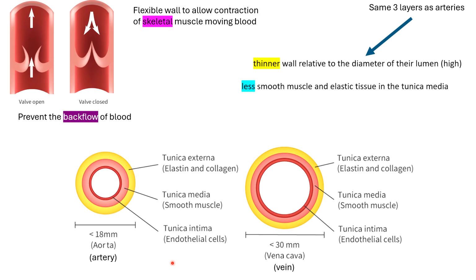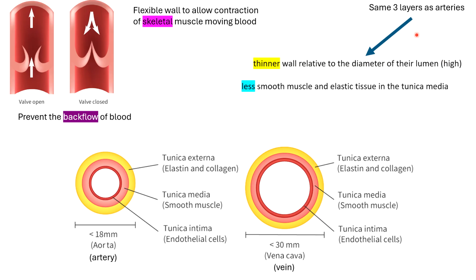These veins have a flexible wall to allow contraction of skeletal muscle this time, so muscle attached to bones, moving the blood. They also have valves, okay, and these prevent the backflow of blood. You might have seen in heart diagrams, blood vessel diagrams, these little wings or whatever they're called. These are the valves, okay. So they prevent blood moving backwards, so it only moves in the direction that your body wants, okay?